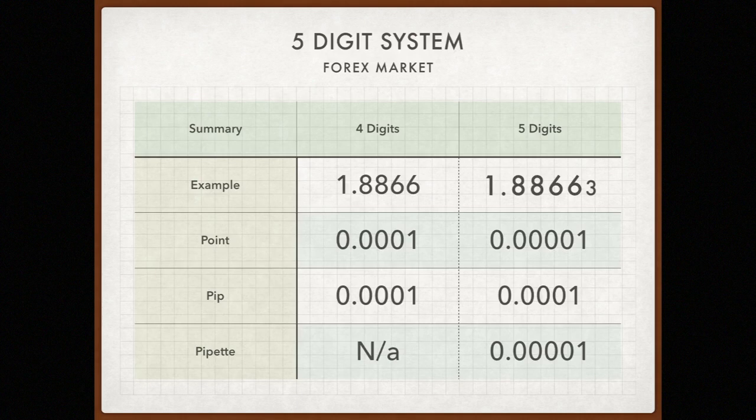So just to sum up, an example is the British pound Australian dollar quotation. We looked at 1.8866 in the 4-digit system and 1.88663 in the 5-digit system. Always remember 1 point is the minimum change, whether that's in 4 digits, which is 0.0001, or in the 5-digit, which is 0.00001. A pip never changes. A pip stays the same regardless of the quotation system, and it's always equal to 0.0001. And a pipette does not exist in the 4-digit system, but it does in the 5-digit system, because there is not enough precision in the 4-digit system to measure a pipette. That's why it only exists in the 5-digit system.